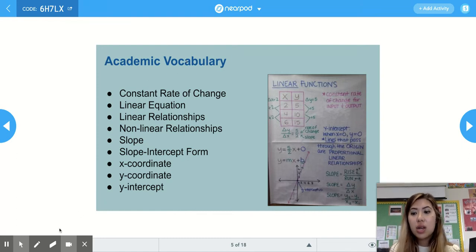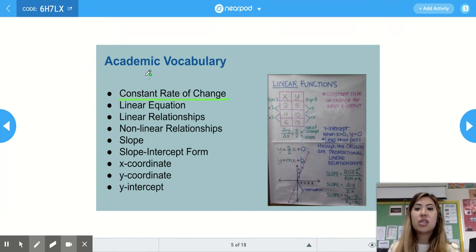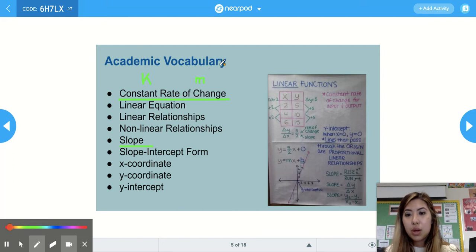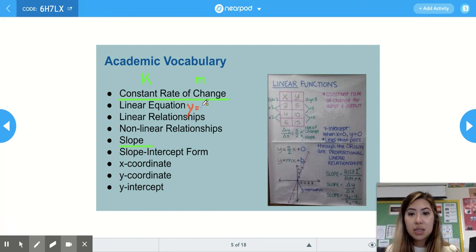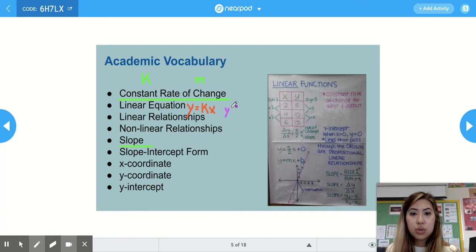Our academic vocabulary words include constant rate of change. When we're talking about proportional relationships, our constant rate of change is represented by the letter k. And for non-proportional relationships, our constant rate of change is going to be represented by m, which is also called the slope. There are 2 types of linear equations that we've learned about. We have y is equal to k times x. And then we also have y is equal to mx plus b. This specific form is called slope-intercept form.